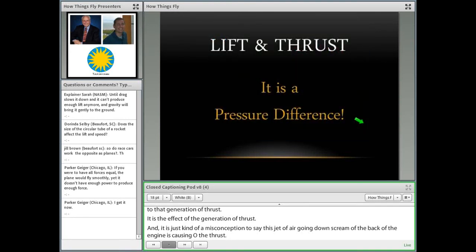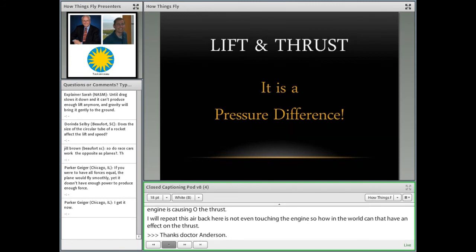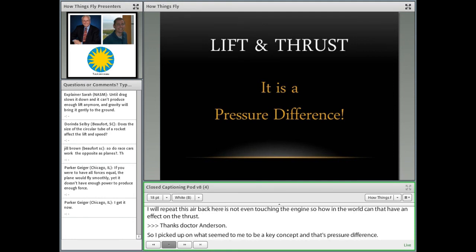So I've picked up on what seems to me to be a key concept, and that is pressure difference. You've mentioned it multiple times throughout this online conference. So why is that so important? Okay, let me start with again the concept of force.